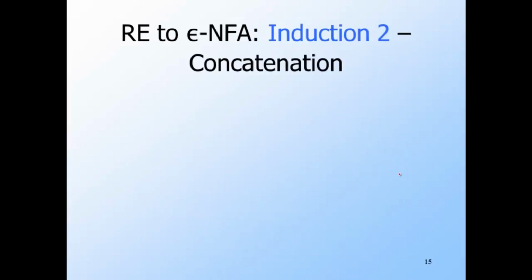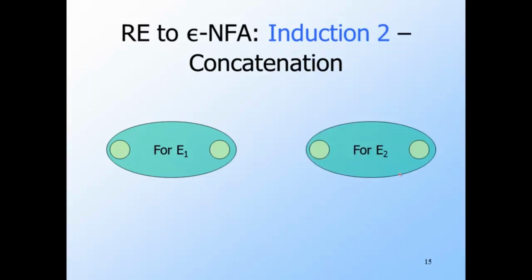Here's the construction for concatenation of E1 and E2. Again, we assume by the inductive hypothesis that there's an epsilon NFA of the right form for E1 and ditto for E2.